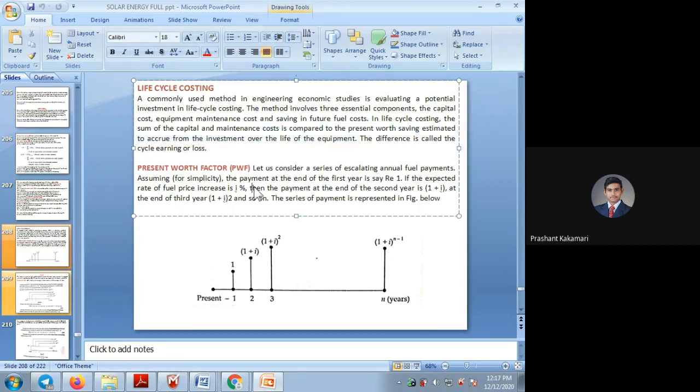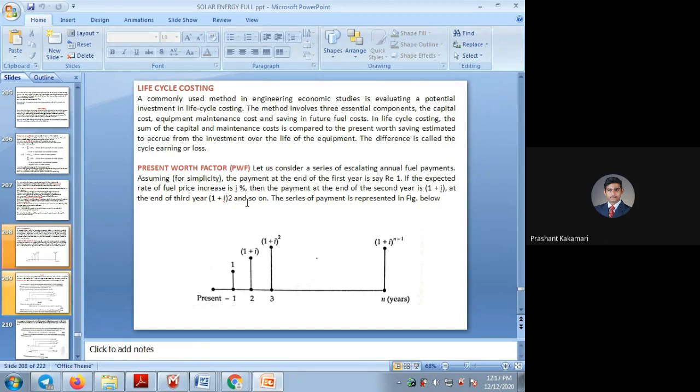The next very important factor is the present worth value or net present value, also called present worth factor. To find this, what is the present worth of this saving? Let us consider a series of escalating, meaning increasing, annual fuel payments. Assuming for simplicity the payment at the end of the first year is rupees 1. Only 1 rupee we have considered. After 1 year, we need to pay 1 rupee for fuel for the given plant, it may be a conventional plant. Then the payment at the end of the second year, increased by inflation, is 1 plus i.